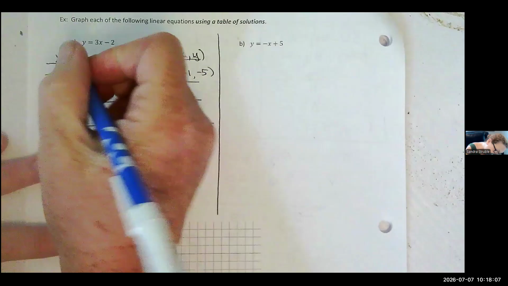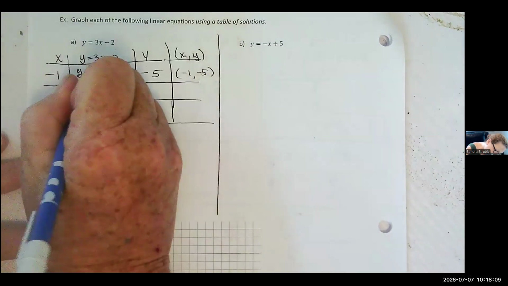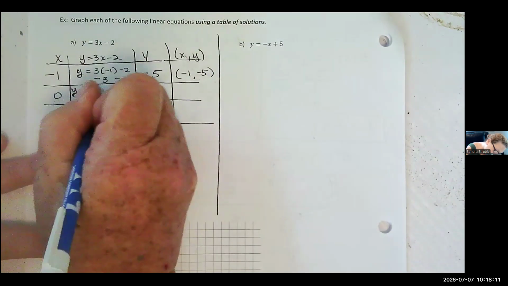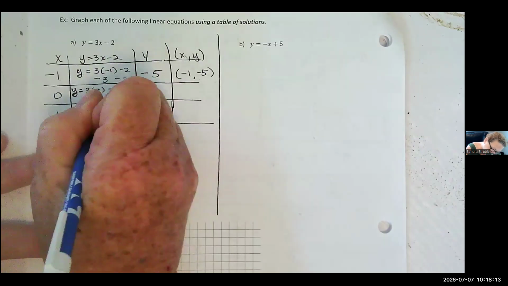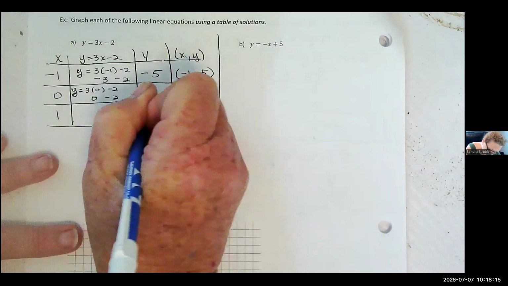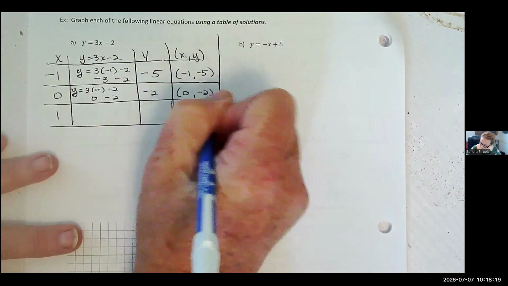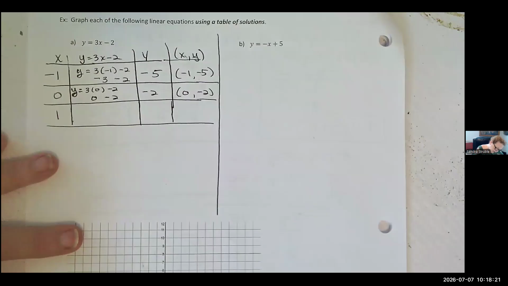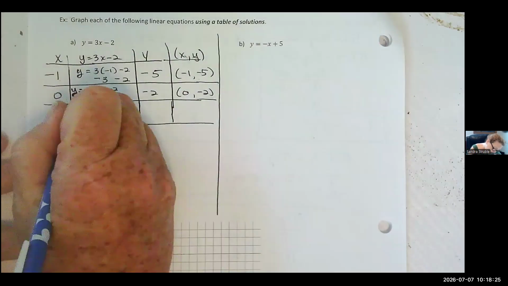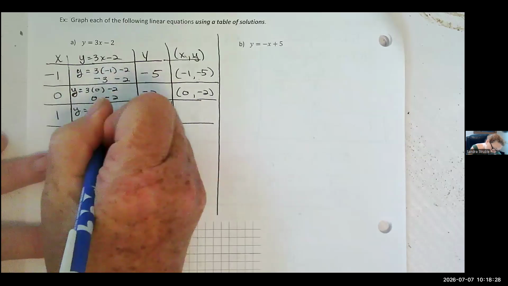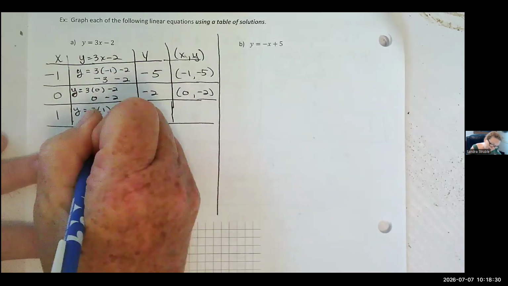Where my x is, I'm going to put 0. 3 times 0 is 0. 0 minus 2 is -2. So 0, -2 is my next ordered pair. And then y equals 3 times 1 minus 2. 3 times 1 is 3. Minus 2 is 1. So 1, 1 is my last.